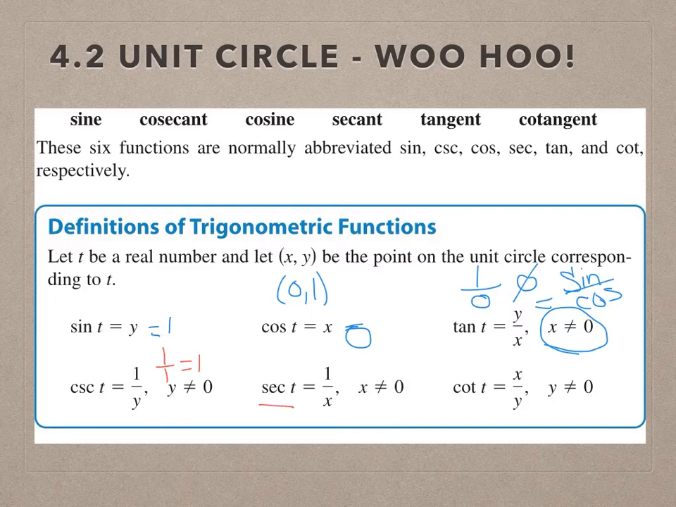Secant is the inverse of cosine, and so you're just taking the reciprocal of the cosine. If we get 0, it's 1 over 0, which would again be undefined. And then cotangent is the reciprocal of tangent, or it's x over y, or cosine over sine. So in this case we'd have 0 over 1, which would just be 0.